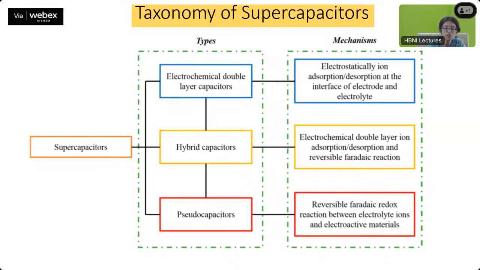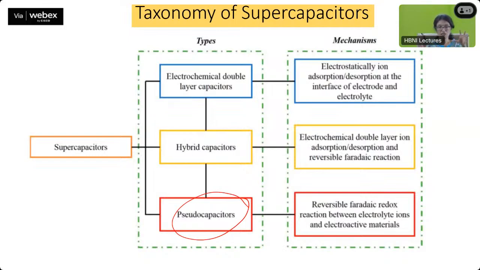Now come to the other type, which is a pseudocapacitor. As you can see over here, in the pseudocapacitor the mechanism is a reversible Faradaic redox reaction between electrolyte ions and the electroactive materials. So in this case, you have a redox reaction happening, which is Faradaic. In the electrochemical double layer capacitor, it is non-Faradaic. And then you have something which is straddling between these two, which is a hybrid capacitor. In that case, you have electrochemical double layer ion adsorption and desorption, and a reversible Faradaic reaction taking place.